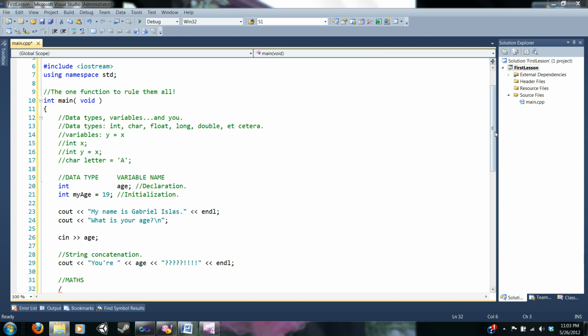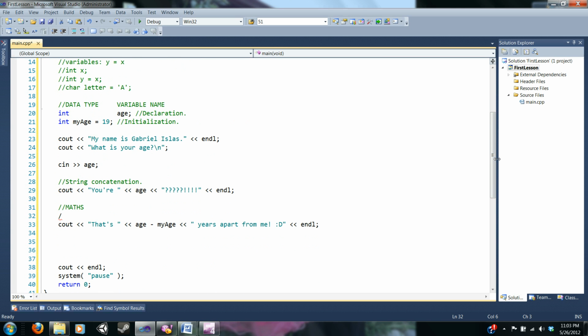So I am back again, and anyway, where was I? Yeah, I was going to start by writing out the mathematical operators. Our operators in C++ are as follows: plus, minus, multiply, divide, and modulus. Those are our operators. So, anyways, I was saying.